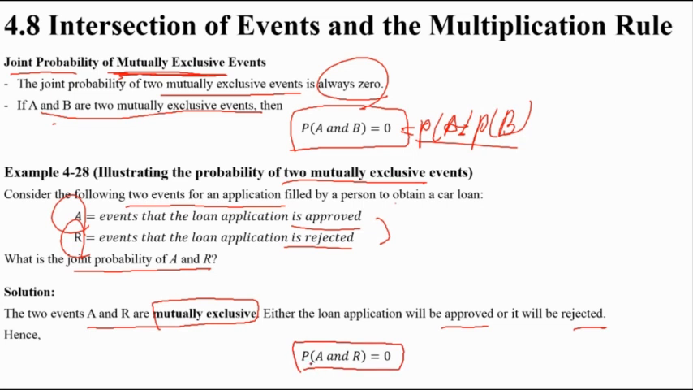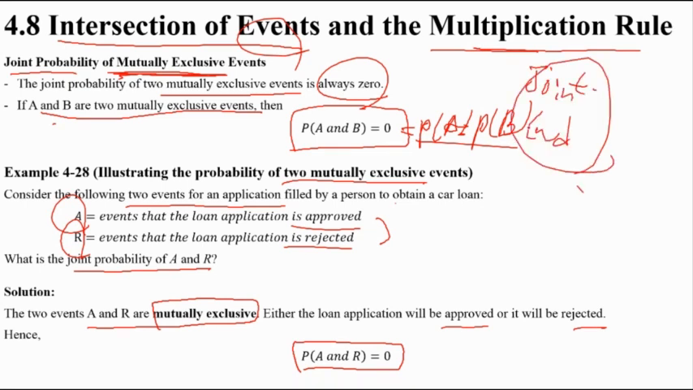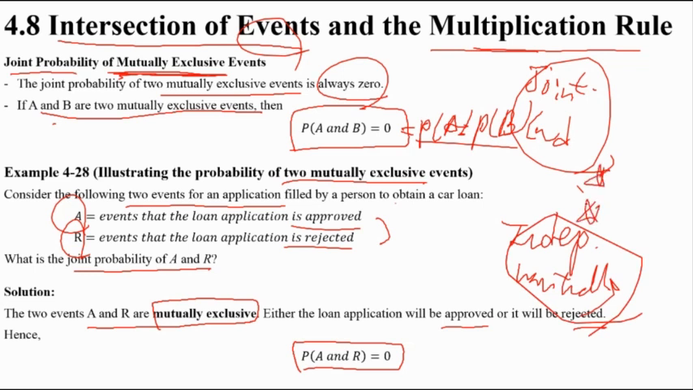Alright, so today we talked about intersection of events and the multiplication rule. You should know joint probability and conditional probability too. And we should consider independent events. We talked about independent events and mutually exclusive events. You should know them also. Okay. All right. Thank you. Bye bye.